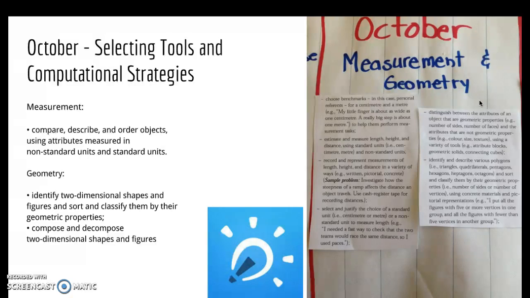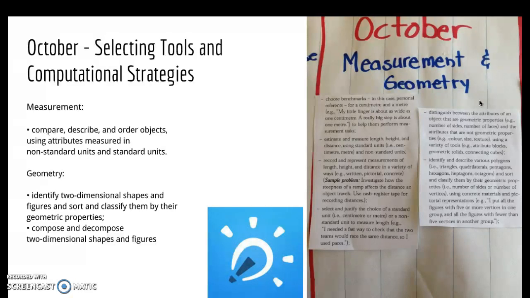I believe that measurement and geometry are a great tie-in, because you can look at shapes, but you can also ask the students to measure these shapes and to talk about the attributes of these shapes and really dissect what these shapes are. It's a great way to connect both of these curricular expectations.